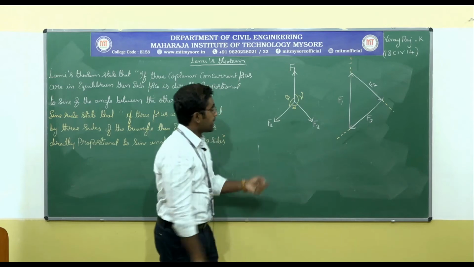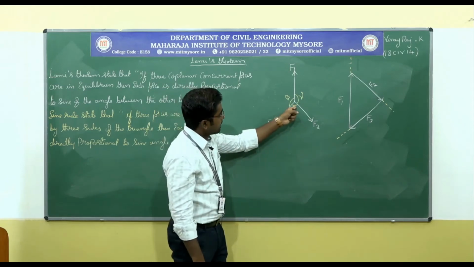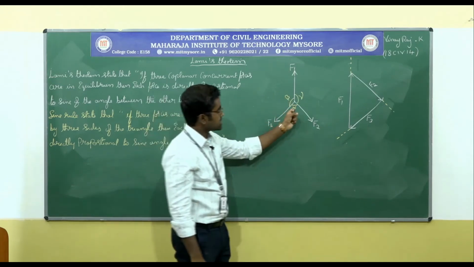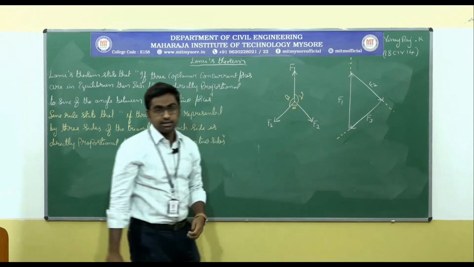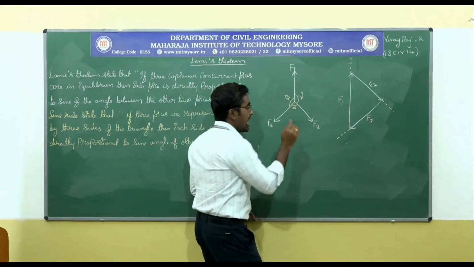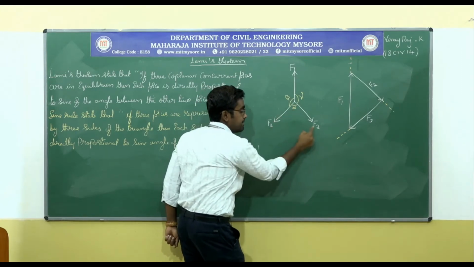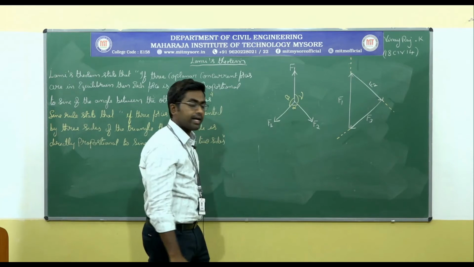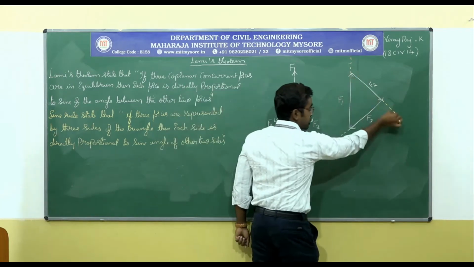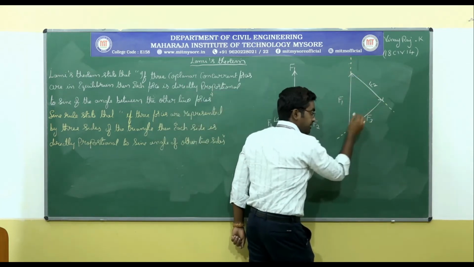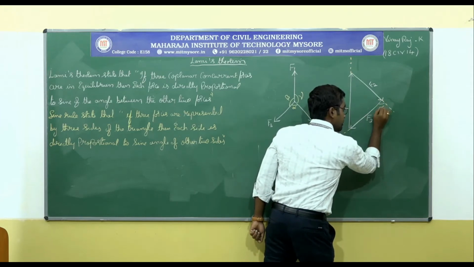Now let us place the angles, right? That is, angle alpha is placed in between F2 and F3, right? This is the line of action of F2. This is F3. That means alpha should be here.